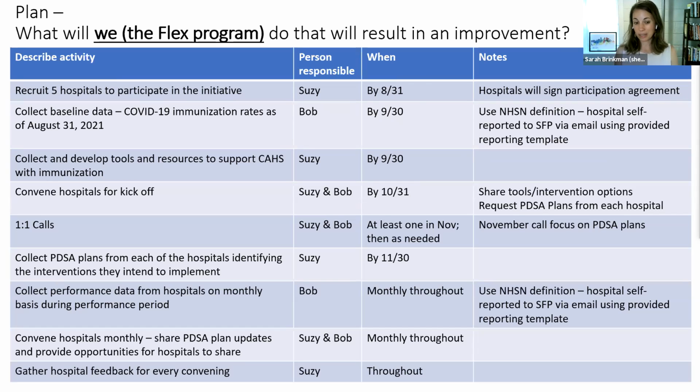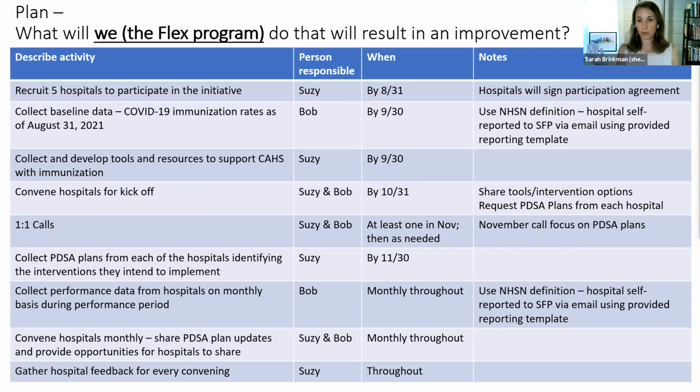We're going to convene the hospitals monthly and share their PDSA plan updates and provide opportunities for the hospitals to share with each other. And then we're going to gather hospital feedback for every convening that we do so that we have an understanding of what worked well, what didn't, what format, how's the peer sharing going, what else would they like to see, and we can improve as we go. So those are those mini PDSA cycles that Carla talked about that we can be doing as we go along.